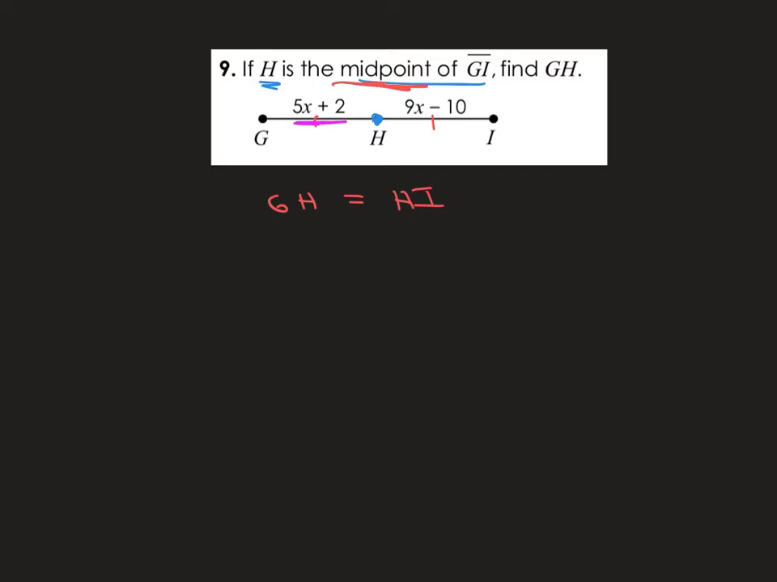Subbing in for GH is 5x plus 2. Subbing in for HI is 9x minus 10. Now what? We're going to go slow and easy, right? Subtract 5x from both sides. And why do I choose to subtract 5x? Because I want to keep my coefficient of the variable expression positive, right? These are my coefficients, the value attached to the variable. I'd like to keep that positive if I can.